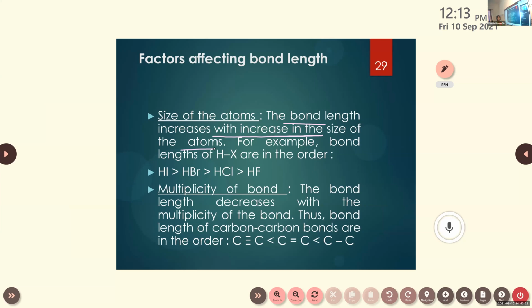When we are considering the group 17 halogens, it's from fluorine, chlorine, then bromine, iodine, etc. Here the order is that HI, that is hydrogen iodide, will be greater than HBr, then HCl, HF, etc. So when we are moving from top to bottom in a group, their size increases. Along with their size, this bond length also increases. So the first factor affecting bond length is size of the atoms. Clear?